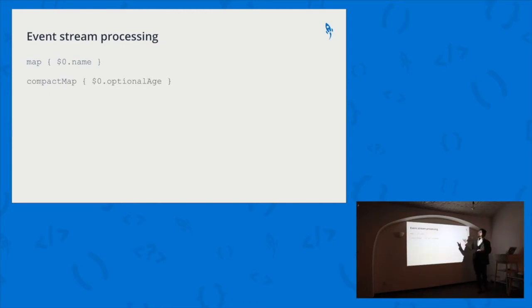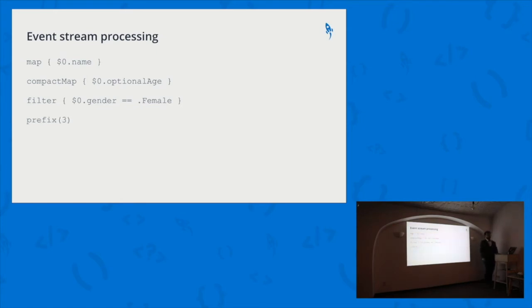Fun thing about operator names is that they are pretty much analogous to operators on arrays. Typically, if we have map, it changes the events into some other events. If we have compact map, it changes those events, and if the result of the closure is nil, then it filters those events out. Then we have, for example, filter, which does pretty much what it says.